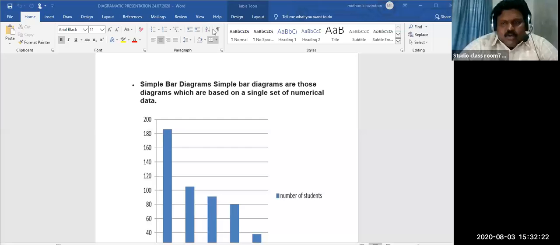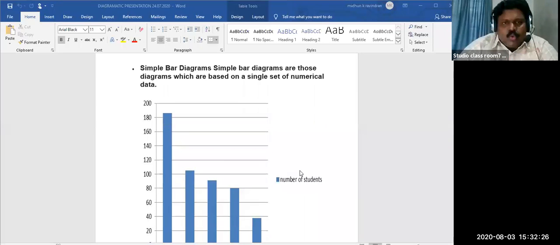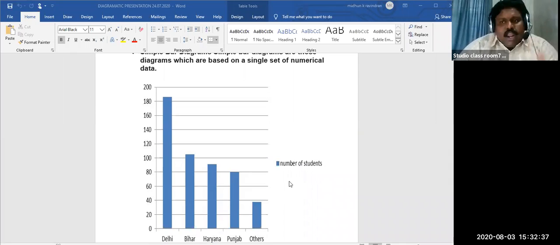You illustrated that. Okay, that is fine. So you can see here, only one set of data we are presenting through a simple bar diagram. That's why we call it a simple bar diagram. Only one set, easy to draw, easy to understand. Many advantages are there with this simple bar diagram. Easily we are able to find out the average. You can see here, right or not?